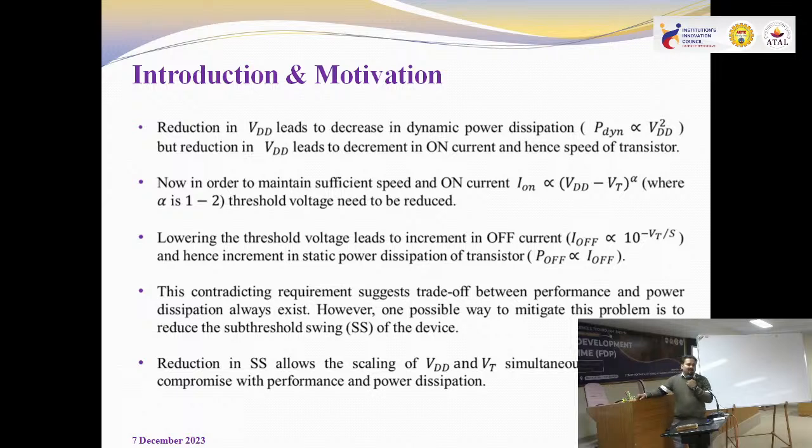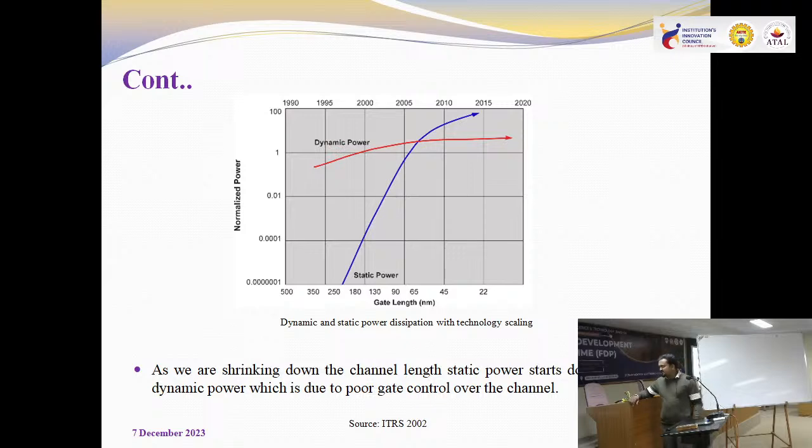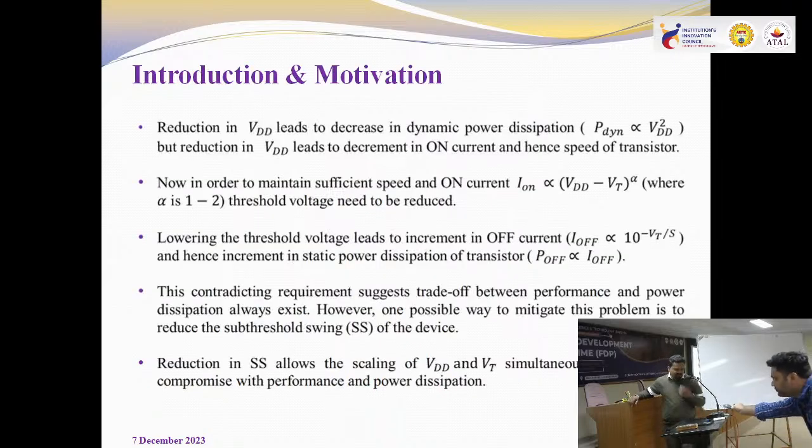But when we reduce the supply voltage, there is a decrement in on current and the speed of the transistor. Because the on current is suffering, in order to maintain sufficient on speed, we need to lower the threshold voltage. As per the expression, I_on is directly proportional to (VDD minus VT) to the power of alpha, which is in the range of 1 to 2. In order to maintain the speed of the transistor, we need to reduce the threshold voltage.